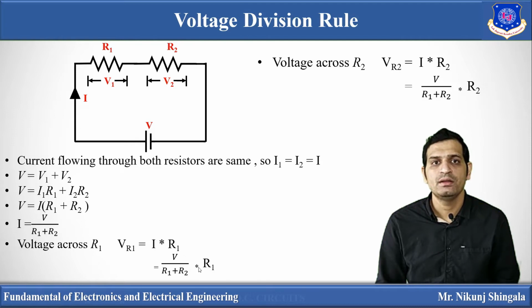So how to remember this equation? What is the trick? We can see here the voltage drop across R1 is given by the total voltage V into the value of the resistance itself divided by the sum of all the resistances connected in series. Similarly, the voltage across R2 is given by VR2 is equal to the total voltage V into its own resistance, that is R2, divided by the sum of the total resistance. If three resistors are connected, then in the denominator we will have R1 plus R2 plus R3.